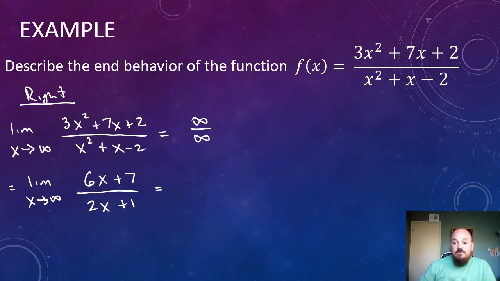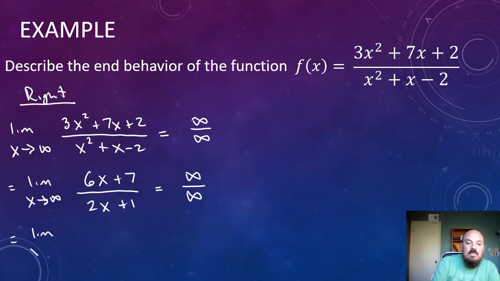And that's still going to infinity over infinity. So if I do my direct substitution, if I plug in this really big number, on top it's going to infinity, on bottom it's going to infinity. So let's do L'Hopital's again. Remember, you can chain L'Hopital's rule. Keep doing it until it works.